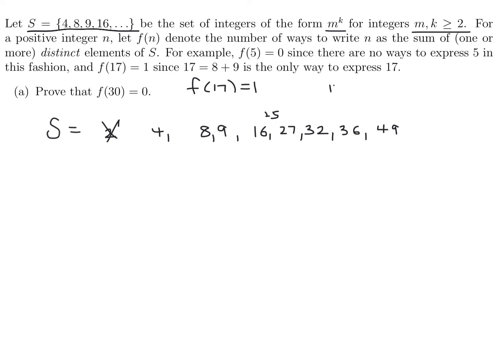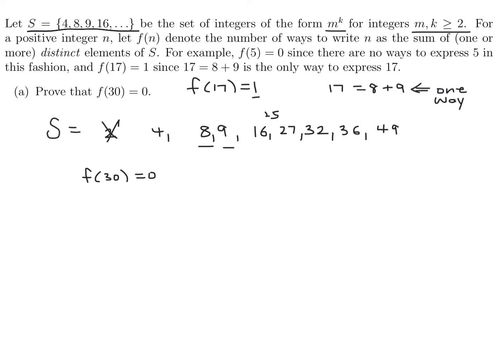The reason is because 17 is equal to 8 plus 9. Here's 8, here's 9. And the reason it's 1 is because there's only one way of doing this. There's only one way of making 17 equal to a sum of one or more distinct elements of S. Okay, so show that f(30) is 0. All right. So that basically means there's no way of writing 30 as a sum of one or more distinct elements of S.